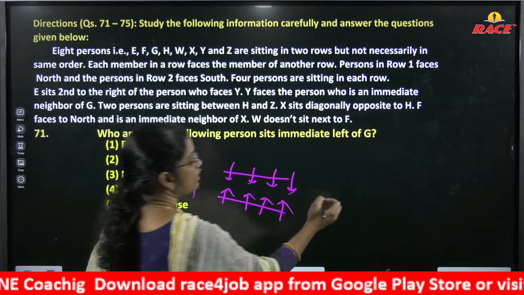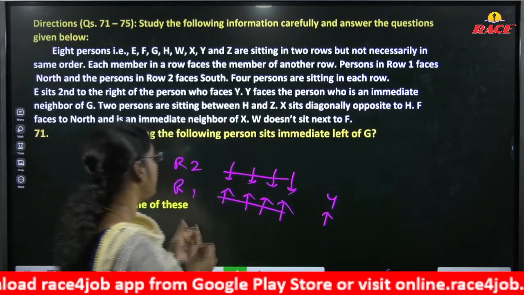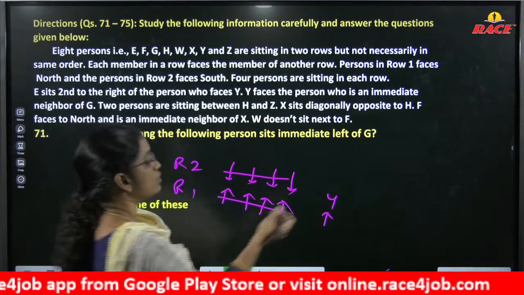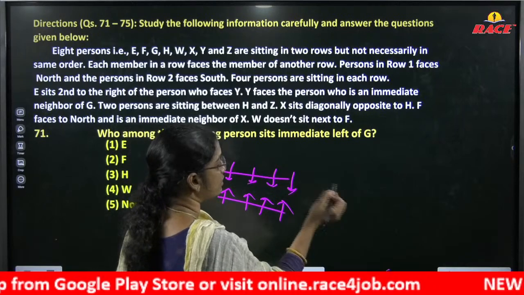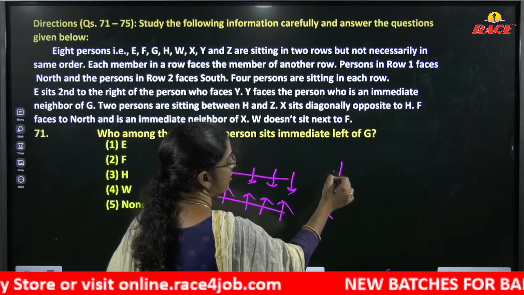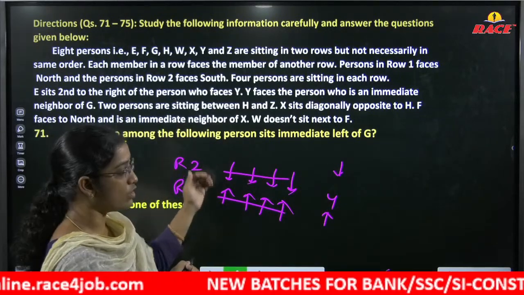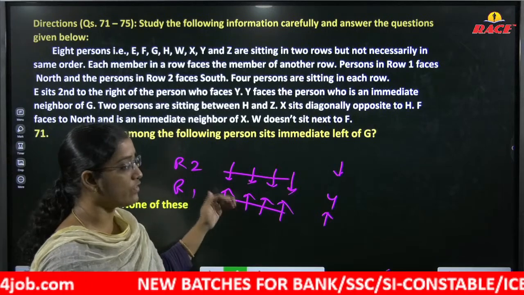Just observe here. In case Y is facing north, that means Y is sitting in the first row, and E sits second to the right of the person who faces Y. So the person facing Y is definitely facing south. Here we have two rows: in the second row all are facing south, in the first row all are facing north.